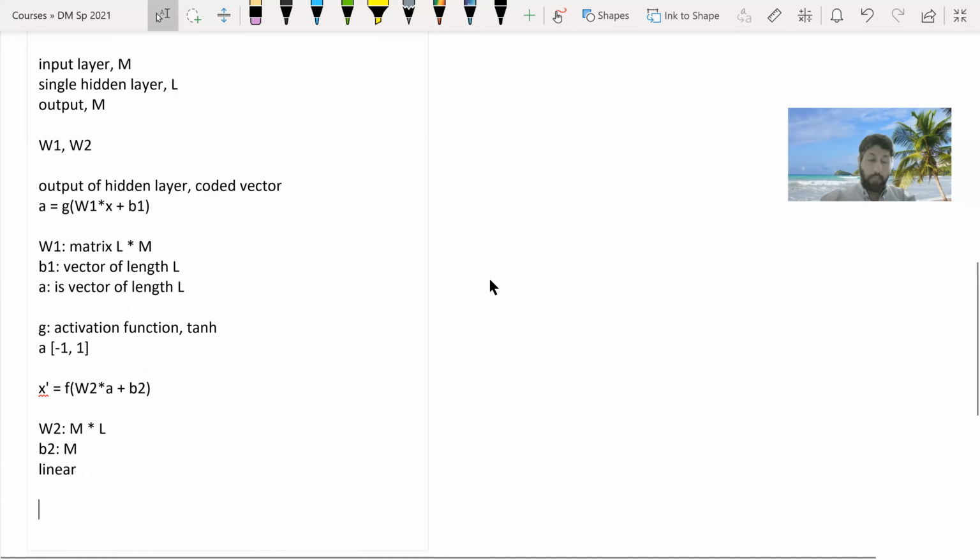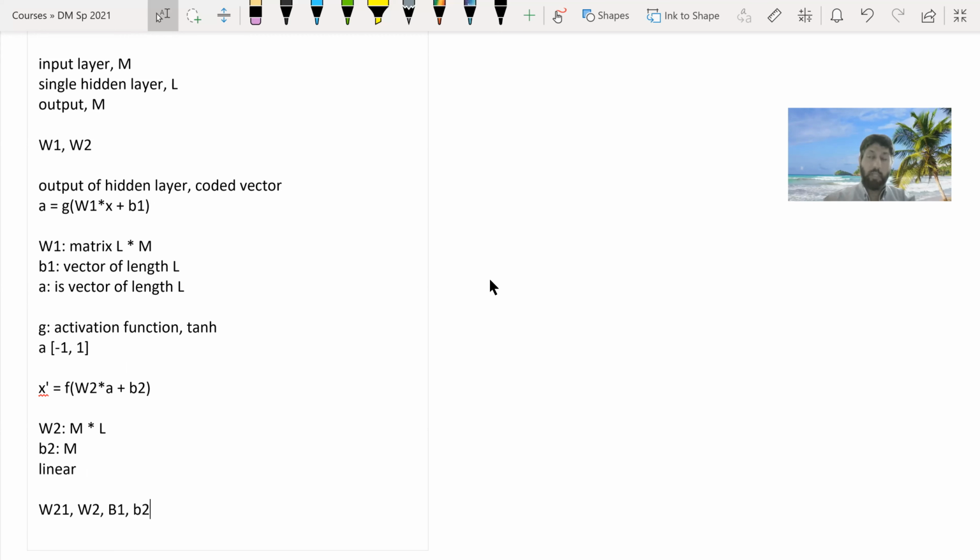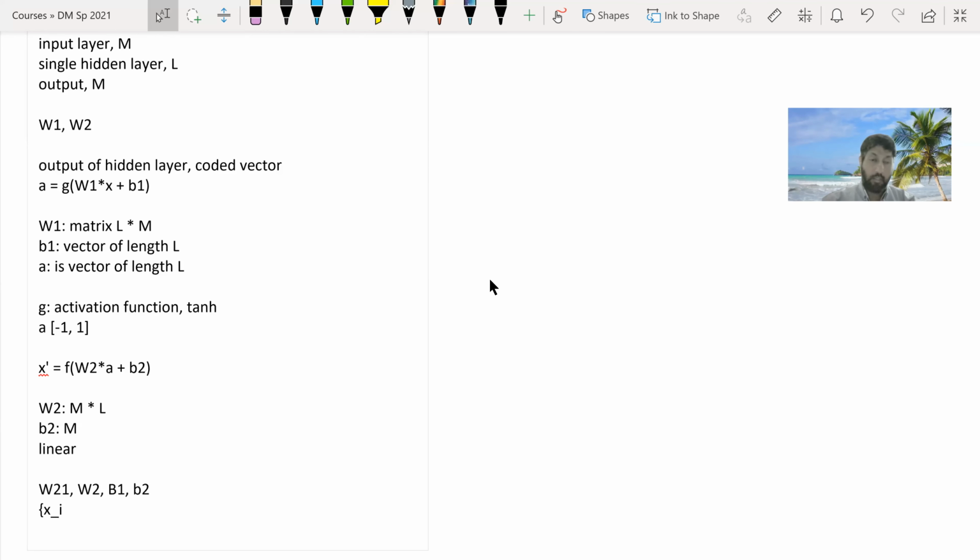So now we have our x and x prime, and of course you have a training data set. You will have multiple x's, whatever your data set is, multiple of them. So to fix those parameters, which ones are they? w1, w2, b1, b2. These are the parameters. These parameters need to be learned or fixed from the data. And what is the data? The data that I mentioned earlier, the whole set xi. Okay, this is our data.